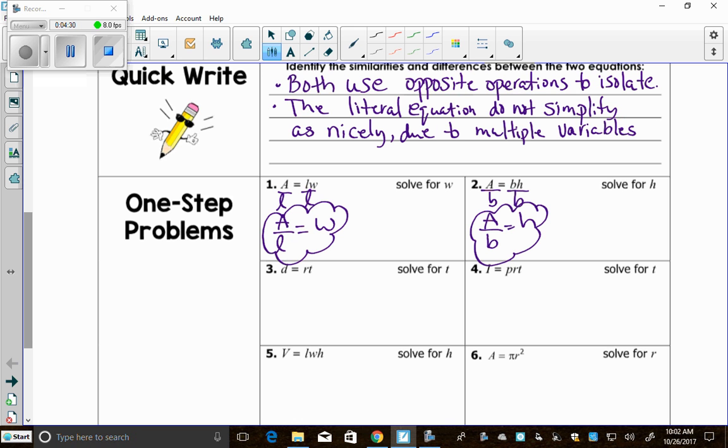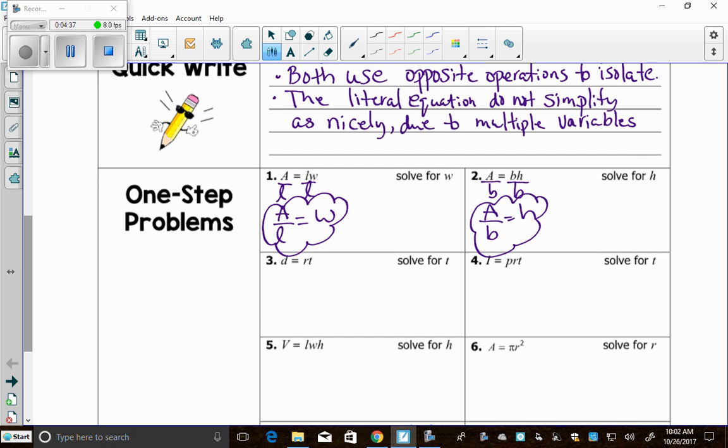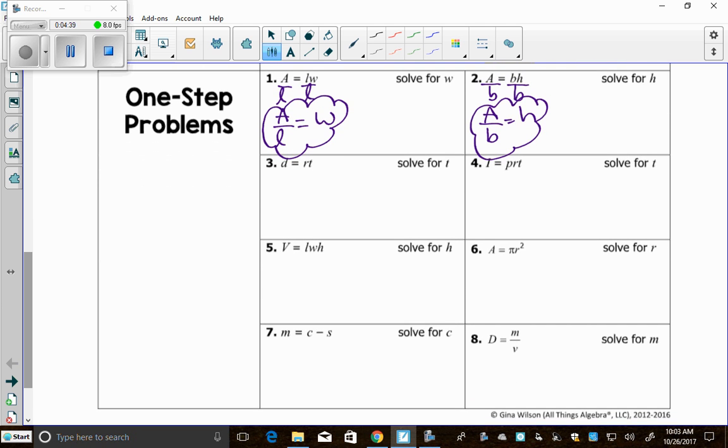Number 3 and 4 are very similar to 1 and 2. I'm going to do number 4, and then you're going to pause it and do number 3 on your own. All right, number 4. It says to solve for T. Well, it's I equals P R T. That means P times R times T. So I have two things being multiplied by T. So I'm going to take both of those and divide that product. So I have I divided by PR equals T. Okay, pause me and try number 3.